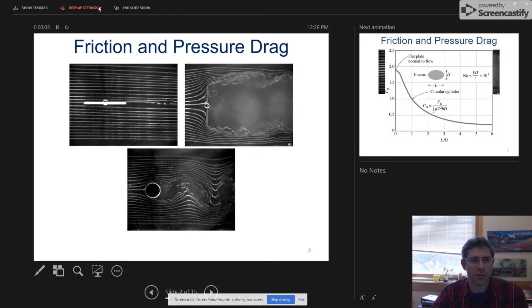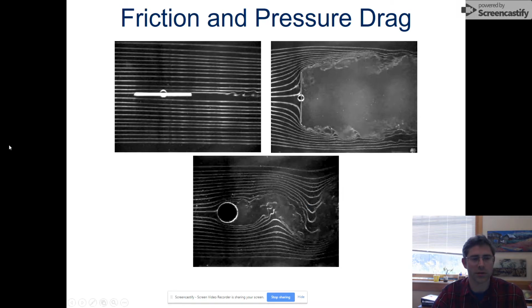So I'm going to go through some slides here and show you some pictures. So here we can see this flat plate that's oriented in the direction of flow. So the flow is mostly parallel to the plate. You can see these streamlines going around it.